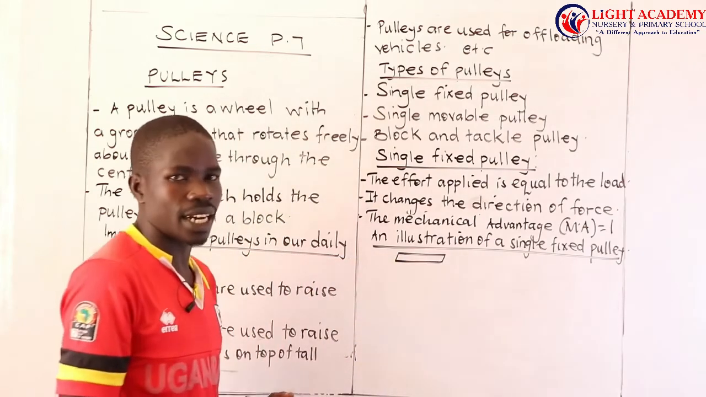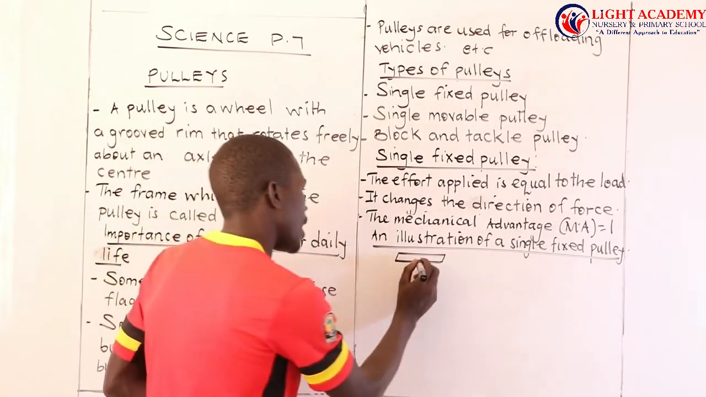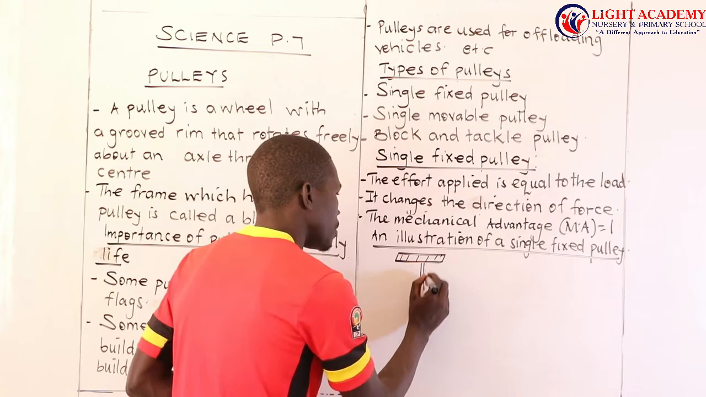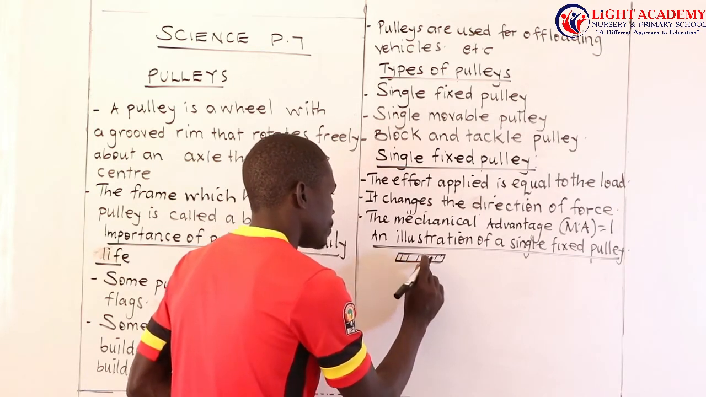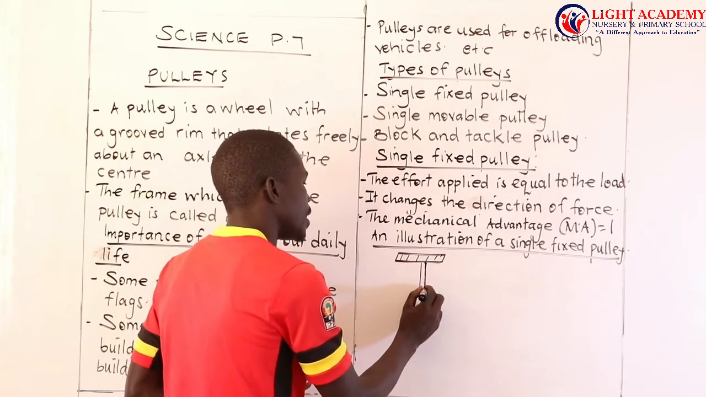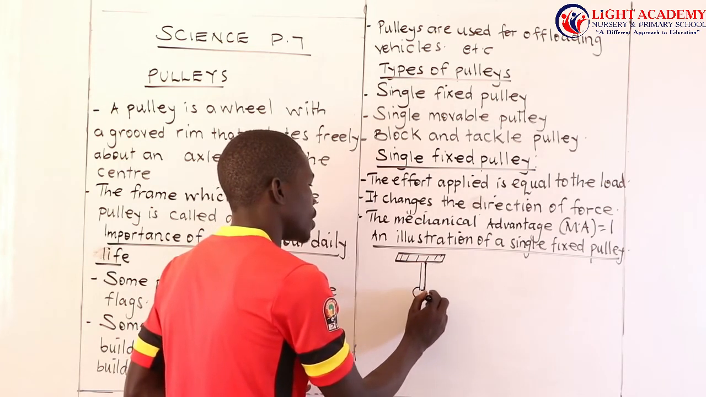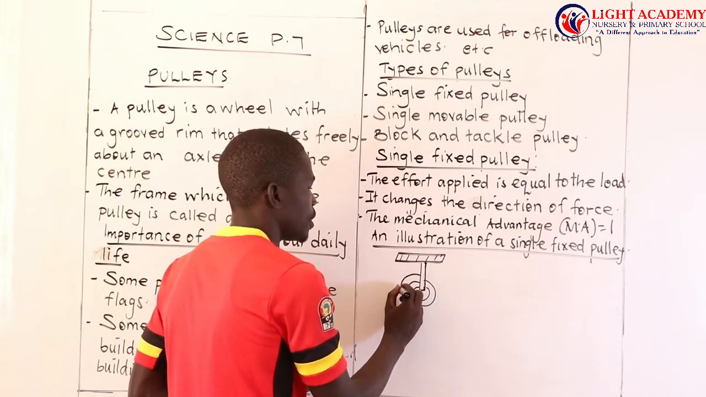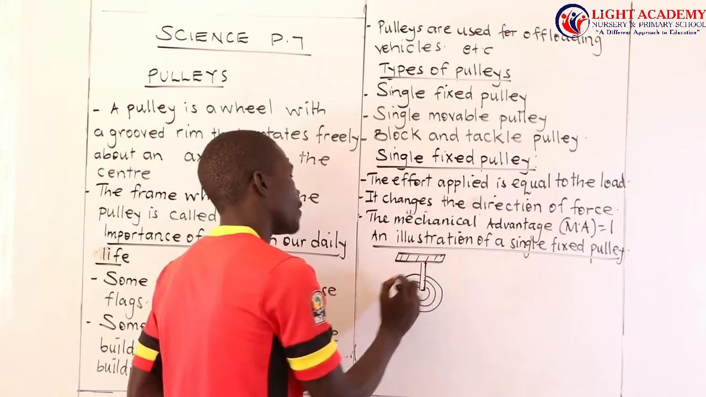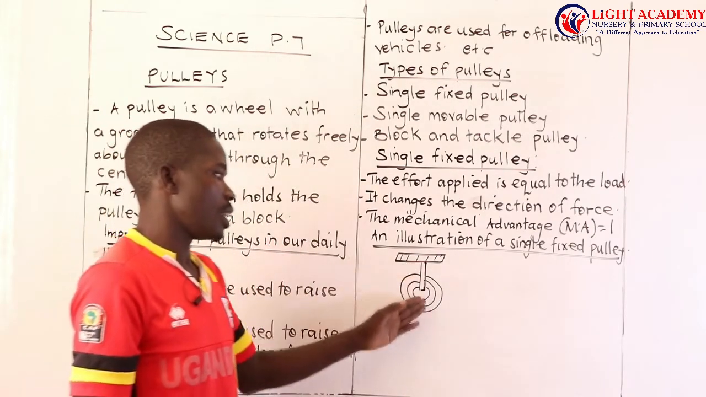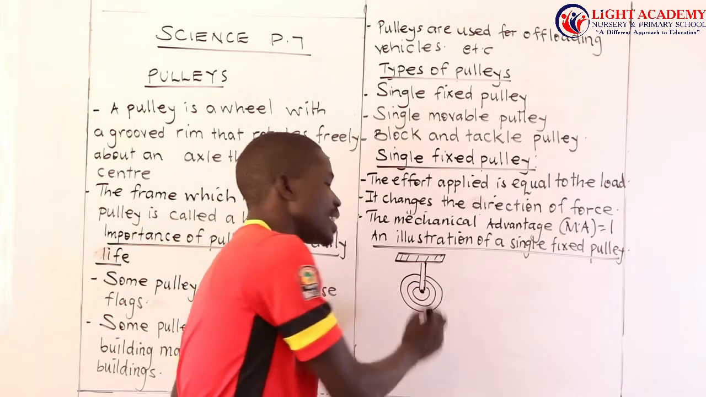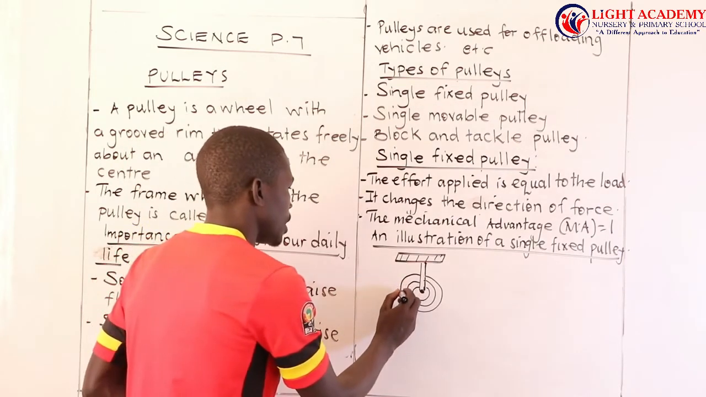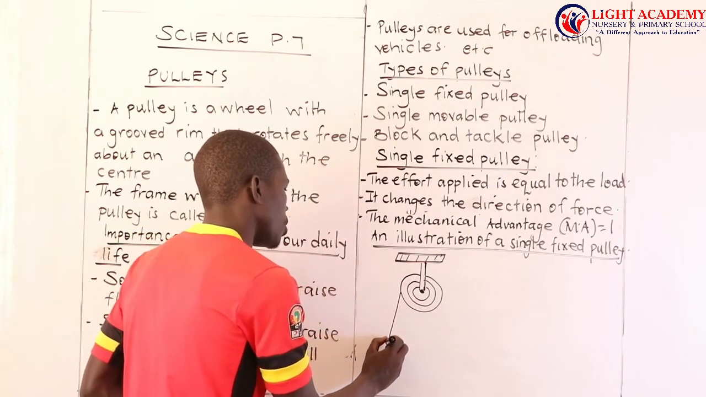We are going to draw something here. A single fixed pulley is fixed in one point. Our wheel doesn't move, but what moves on top of it is what we call the rope, and it's always supported on one rope.